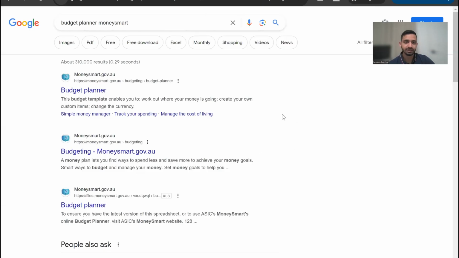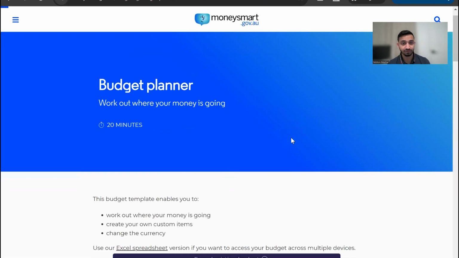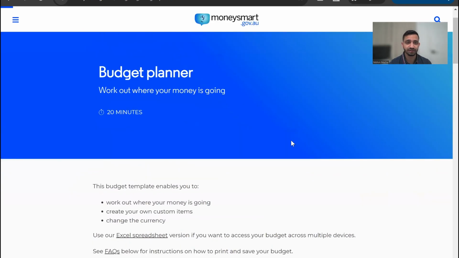Okay. So in here, when you go to Google, the first thing that you want to do is search for budget planner Money Smart. Now, this is an Australian government website where it gives you a budget planner. So this is the first link that will appear on your Google search. It's going to take you to the budget planner.